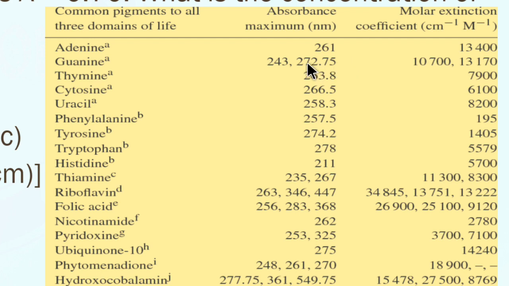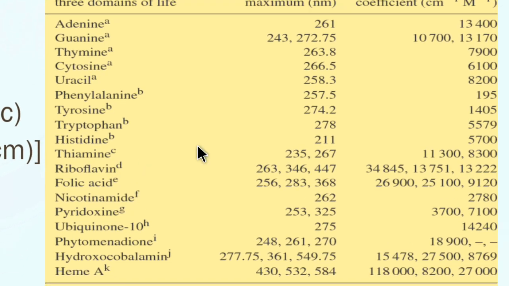Guanine can be measured at 243 and 272.75, and their absorptivity is these two readings. Thymine at 264, and this is the molar absorptivity. Cytosine, this one. Uracil, this one. Like this there is a list of all the chemical species. So you can go through this particular list.